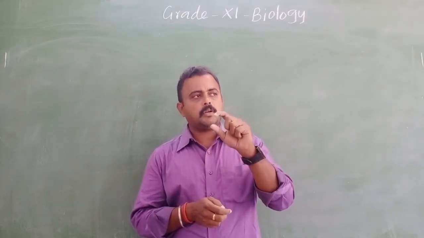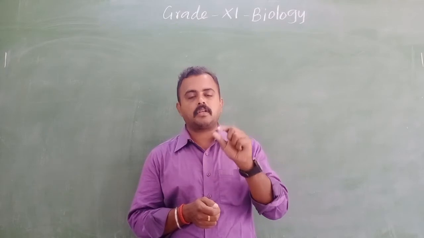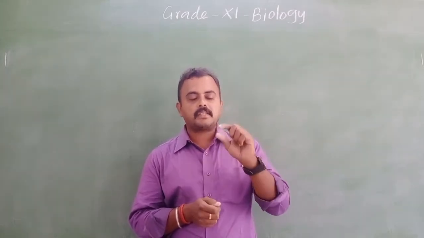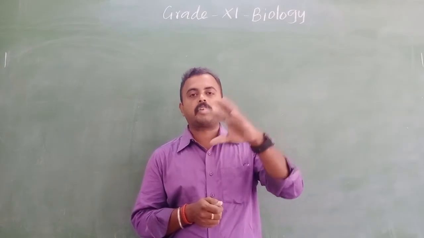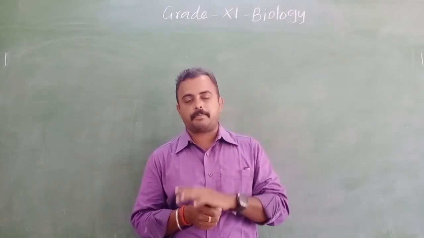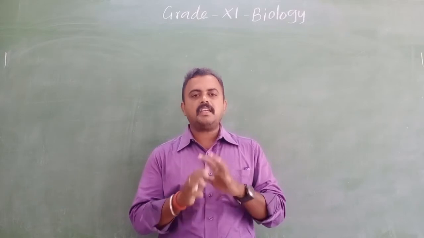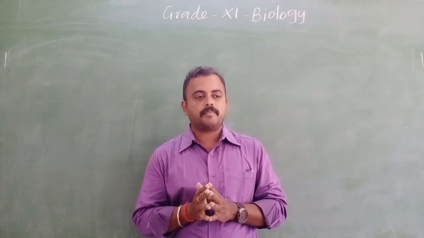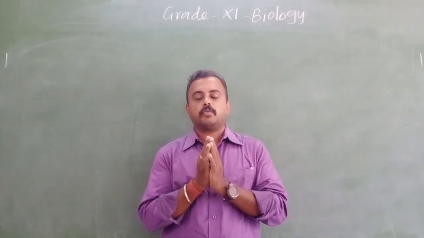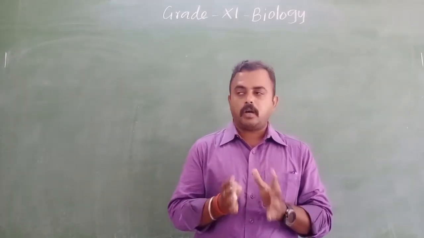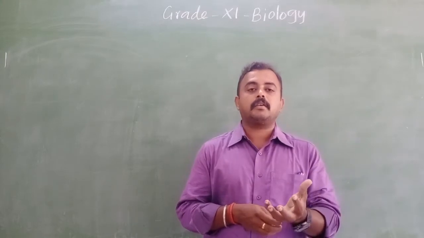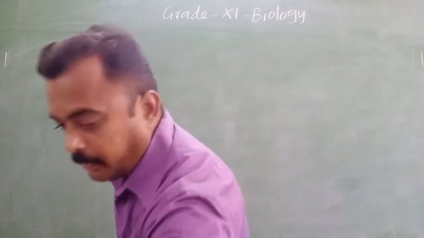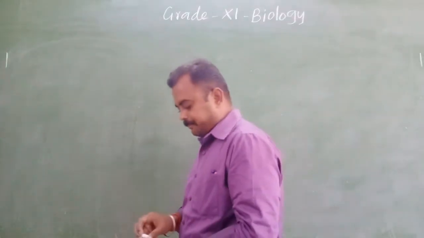Next, the epiglottis. Glottis I told is the opening of the trachea, and it is protected by the epiglottis, a cartilaginous flap. These are all things we saw in the last video. Today we are going to see the remaining part of the human respiratory system.